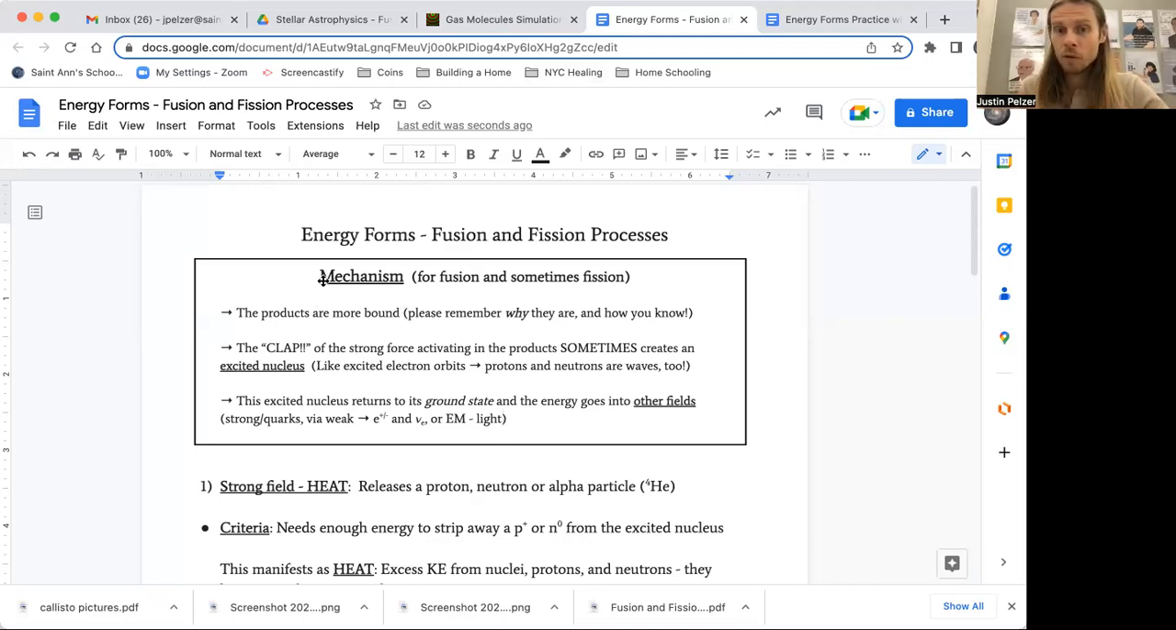Clap. Strong force activates. What we haven't talked about yet is that this creates an excited nucleus, although we will talk about it in class, of course. What an excited nucleus is like: remember, protons and neutrons are like waves, so they are like electron orbitals. They can be excited. You can have a second harmonic nucleus or a third harmonic nucleus.